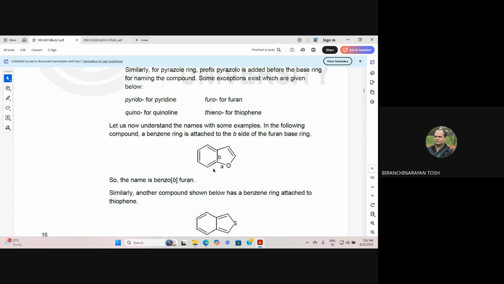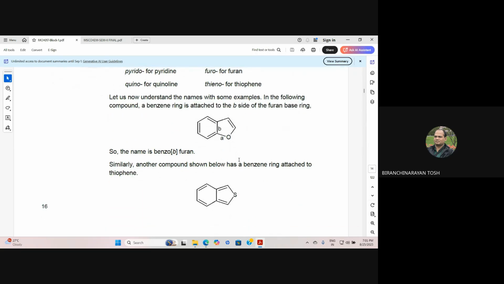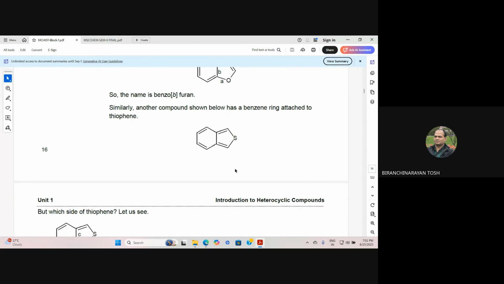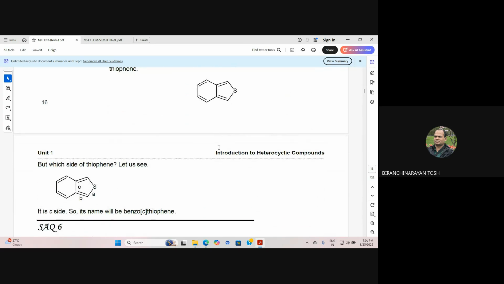In this case you can see the fusion is at b, so it is benzo[b]furan. If the fusion is here and the oxygen is here, then it is benzo[c]furan. Understood or not? Otherwise it is benzo[b]furan. Similarly, another compound shown below is a benzene ring attached to thiophene. What will we name this one? At the c position, you can see it is benzo[c]thiophene.